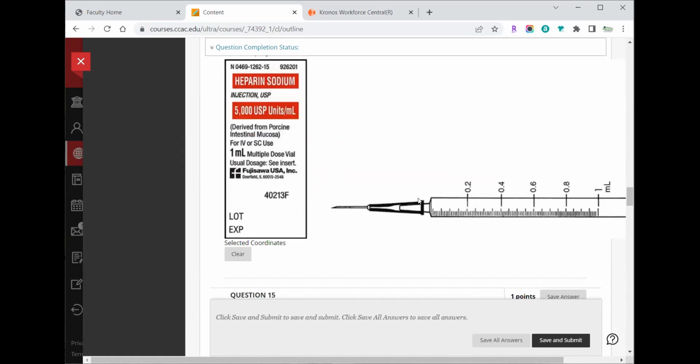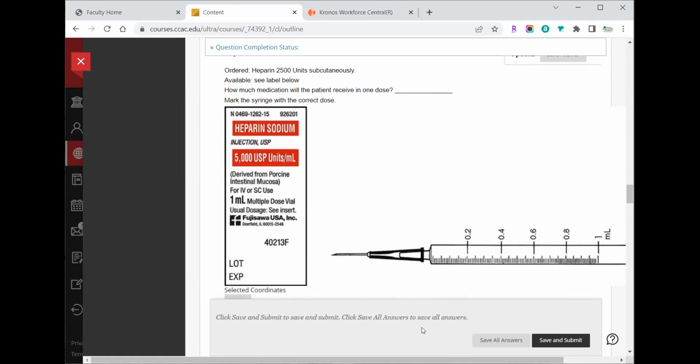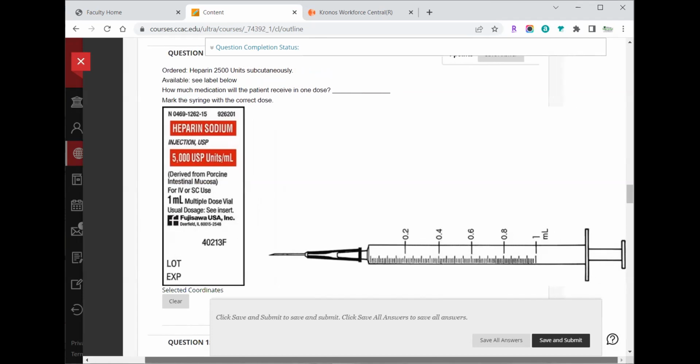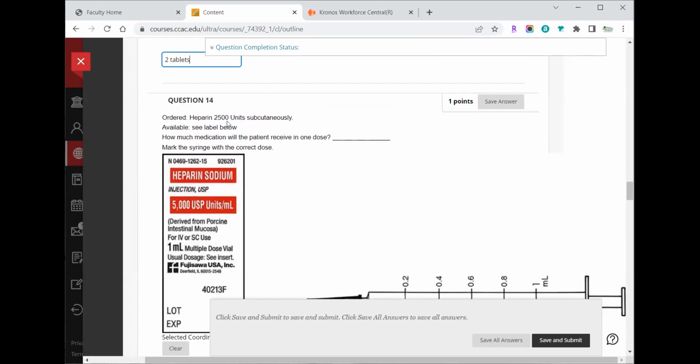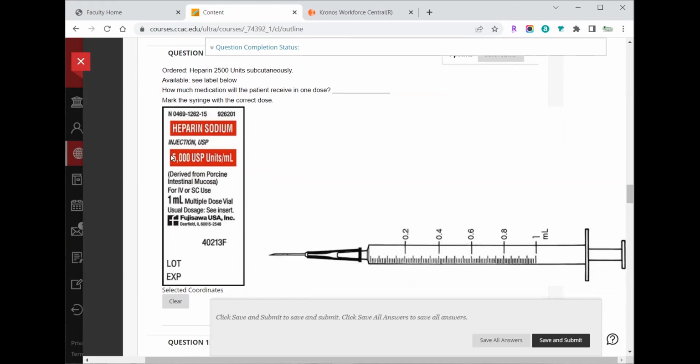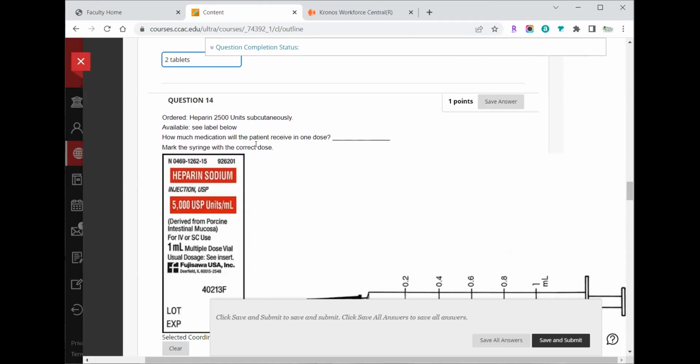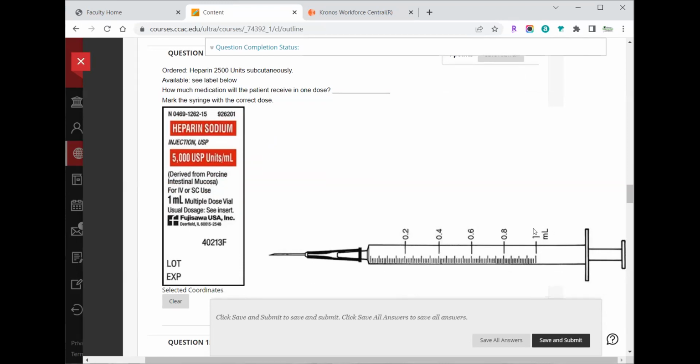All right, so here's one, and this is, again, a coordinates question. This is asking about heparin. It gives us an order of 2,500 units, and the available is 5,000 units. We don't need to guess the units; the syringe is in milliliters. The only thing I need to know is where to drop my point. So we take the 2,500, my order, and divide by my available, 5,000, and I get an answer of 0.5.